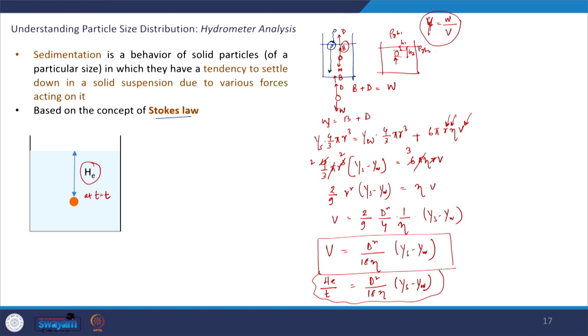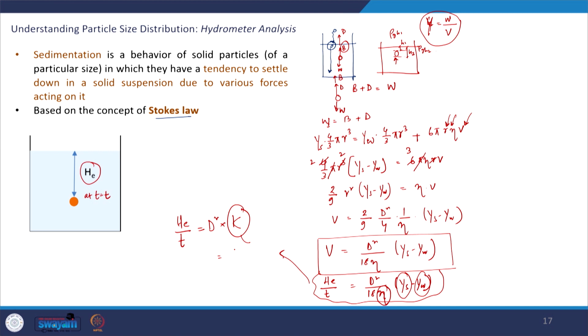Now in this particular expression, few of the things become constant. For example, if the suspension which I am taking is a single suspension, so eta for that at a particular temperature will be constant. So the viscosity of the suspension or the solution at a particular temperature will be constant. If I am using a similar material, the value of gamma S for that material is also constant, gamma W is constant anyway. So these are all temperature dependent, but I am assuming that the temperature has been fixed. Therefore, the value of He by t can be written as d square into a big K. This K is a constant, which is basically equal to gamma S minus gamma W by 18 eta.